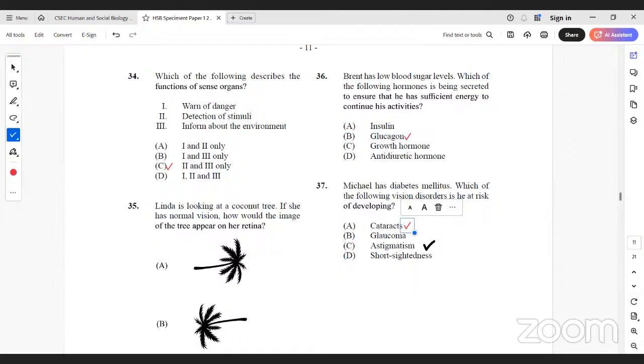You should be thinking about cataracts. Glaucoma is pressure. Astigmatism is an irregular shape in the eyeball, etc. Short-sightedness is, well, you see objects nearby clearly, but objects far away, you don't see clearly. That doesn't have anything to do with his diabetes. All right? So 37 is A.